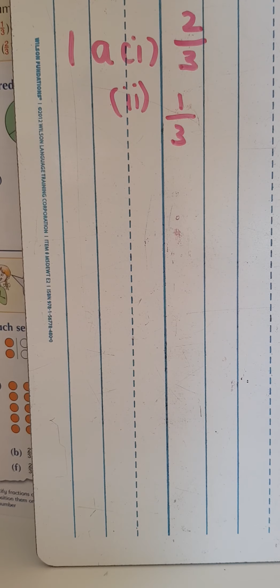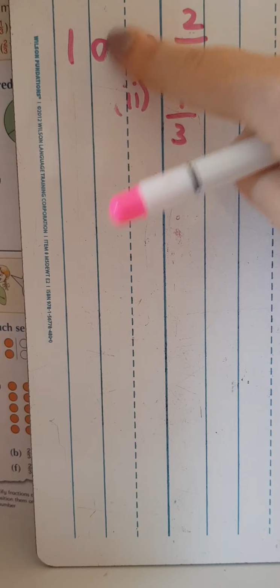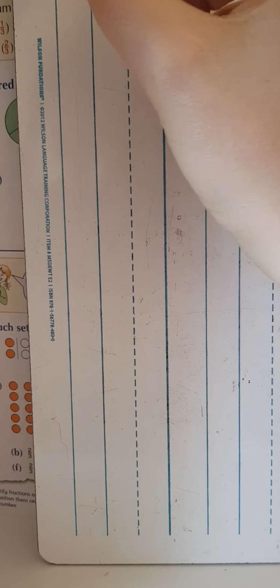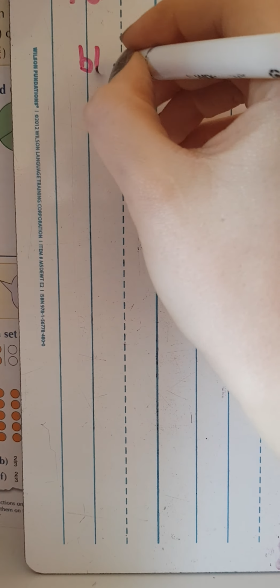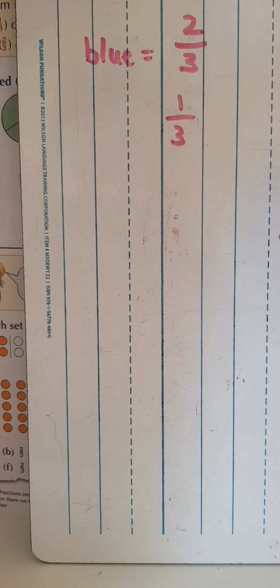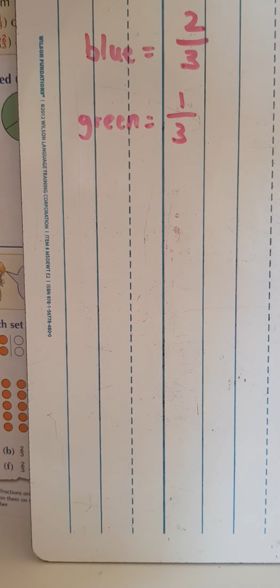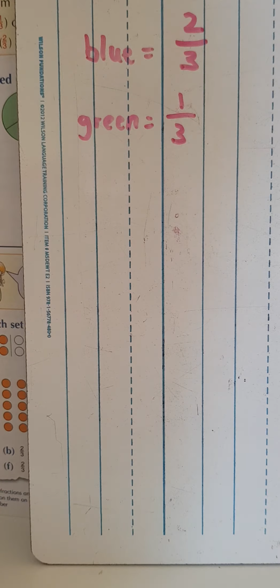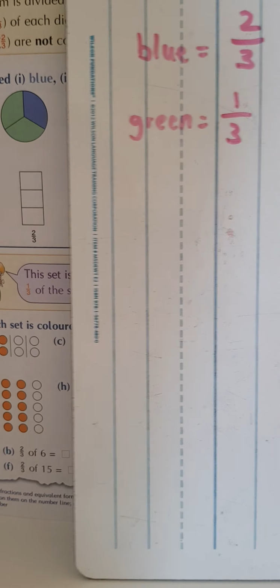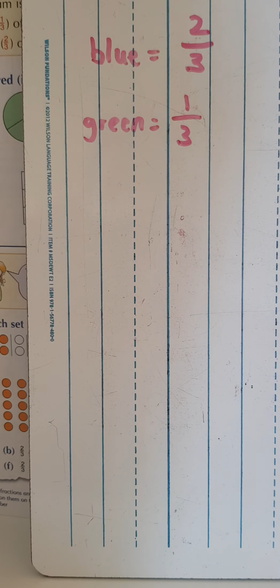And if you wanted, instead of doing this, you could do 1A up there, and you could do blue equals and green equals. That might make more sense than doing the I and the other one. So that's how to do question 1.